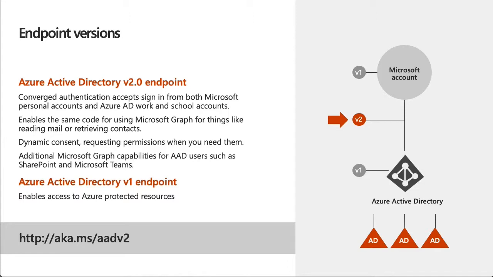Converged authentication accepts sign-in for both Microsoft personal accounts and Azure AD Work and School, and it enables the same code, the code that we write, for using the Microsoft Graph for things like reading mail and retrieving contacts. Now, the next thing that's really important here is the dynamic consent. And what's nice about this differs from V1, where we had static consent, where now every time you go to request an access token from Azure AD, you specify the permissions that you need for that access token.